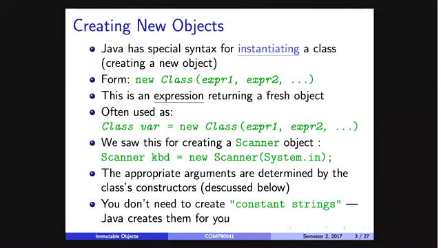There are special objects that Java will create for you automatically. If you say, quote, constant string, that's an object, and you didn't have to create it. Java just does that for you. So that's a special case. Usually, when you want an object, you have to actually create it.